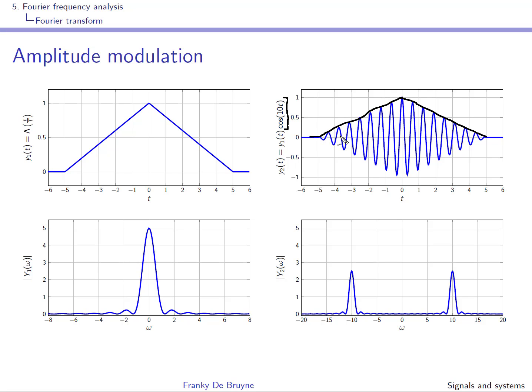If we now compute the Fourier transform of this signal, you see indeed that this original spectrum has been shifted to minus the carrier frequency, and that the amplitude has indeed been multiplied by 0.5. So you have 2.5 here and you have 5 over here.